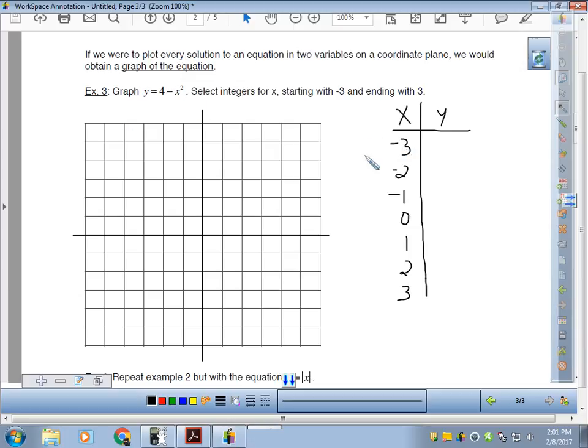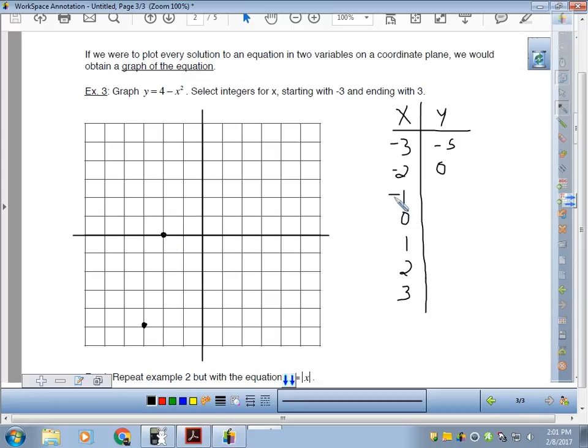So we're going to take negative 3 and plug it in here. Negative 3 squared is 9. 4 minus 9 is negative 5. And then we would plot that point, negative 3, negative 5. All right. Then we plug in the next x. So we're taking negative 2 and plugging it in here. Negative 2 squared is 4. 4 minus 4 is 0. So we'll plot that point right there.